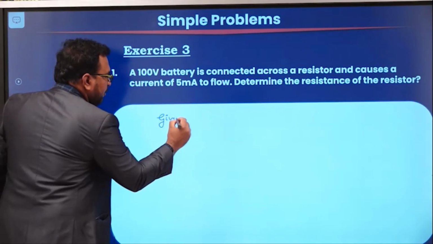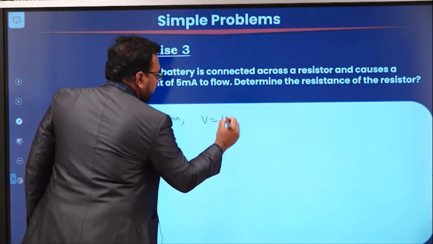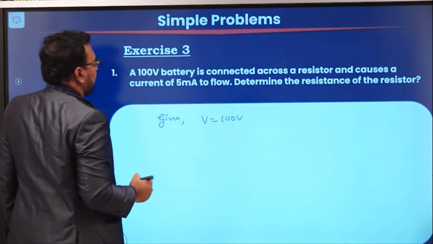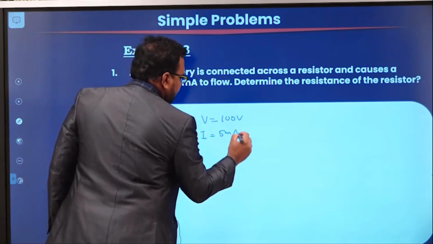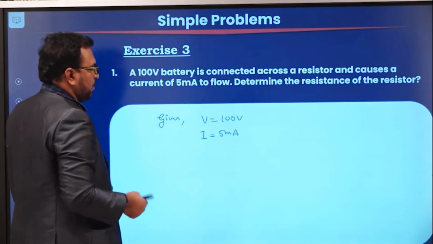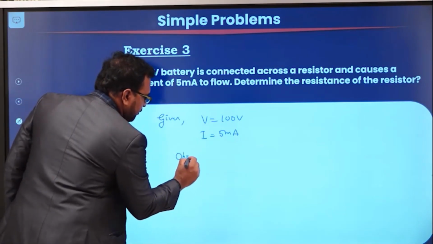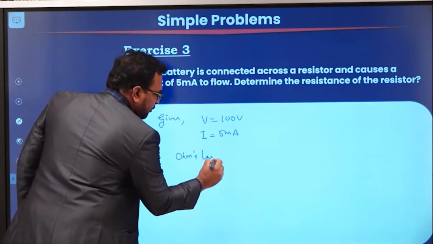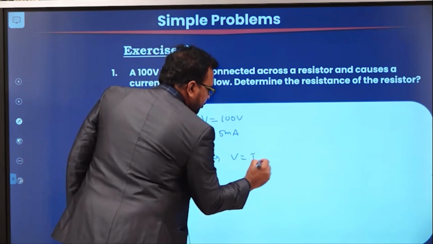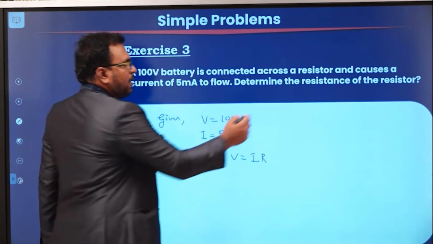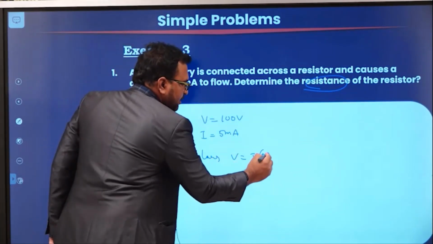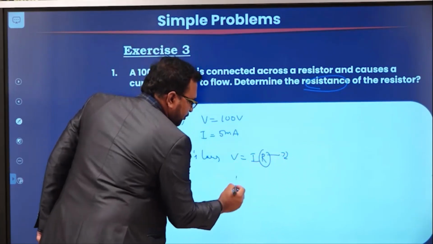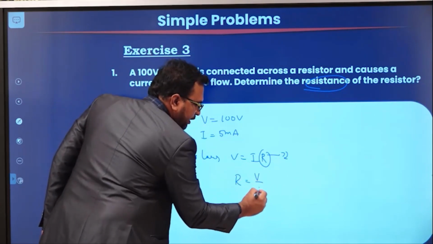Given that voltage V is 100 volts and current is 5 milliamperes. Now from Ohm's law, we know that V is equal to I into R. Here the unknown quantity is the resistance. So the resistance is unknown. So R is equal to V by I.